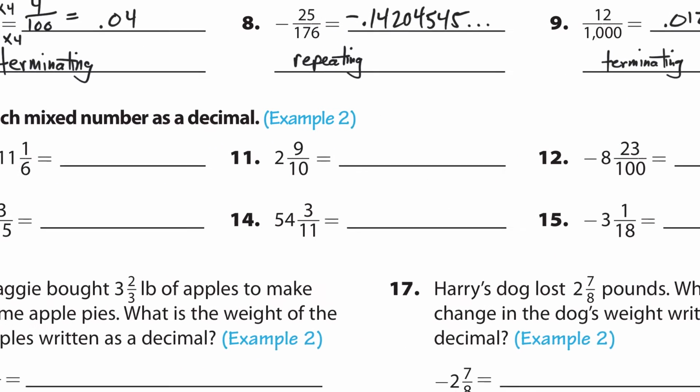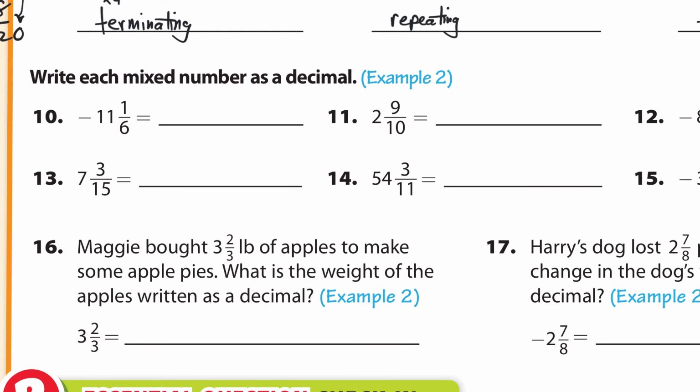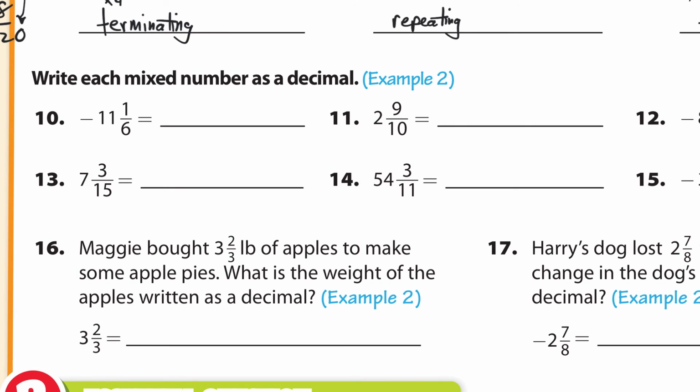Okay, great. Write each mixed number as a decimal. That negative 11 becomes part of our answer. So negative 11, and then point, and then the 1/6 is the other part. And if you take 1 divided by 6, I can't remember, so I'm going to do it in a calculator. 1 divided by 6 is 0.16, and that's just the 6. Do it in a calculator. I wish I could show you, but do it in a calculator. Only the 6 repeats, not the 1 and the 6.